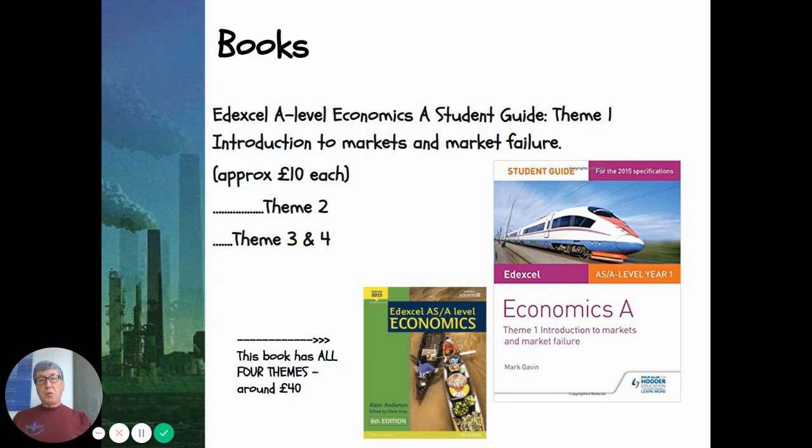Now, some books you may want to buy. There are 2 types you can buy. The student guide, which is about £10, and there'll be 4 themes. There's a book for theme 1, theme 2, theme 3, and theme 4. So you can buy those books gradually over the 2 years. The bottom book has all the themes in it, and it's quite a thick book. Okay, but they roughly are about the same price altogether overall. But most students, I would suggest, buy the student guide.